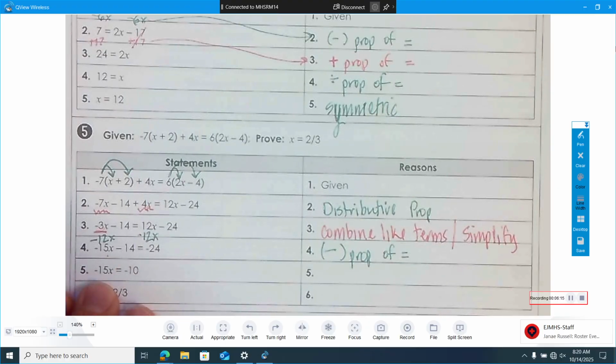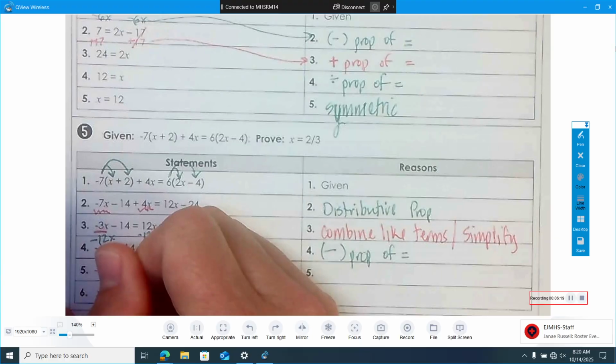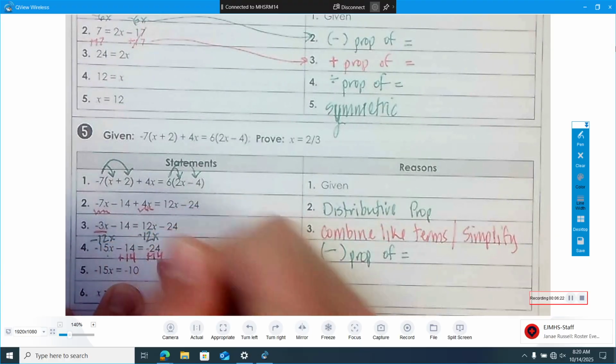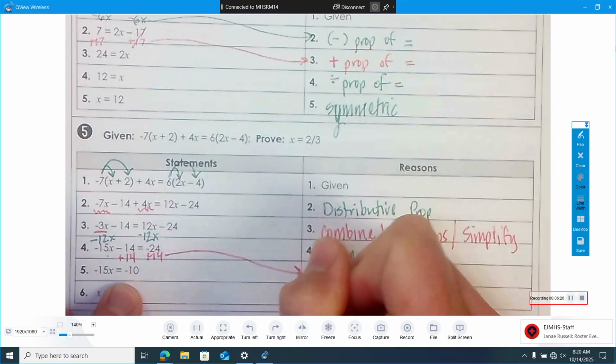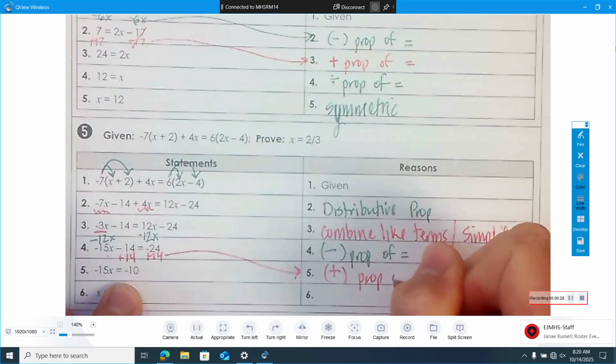All right, then looking at step 5, what did they have to do to get the negative 10? Addition. Very good. They added 14 to both sides. That would be, again, the addition property of equality.